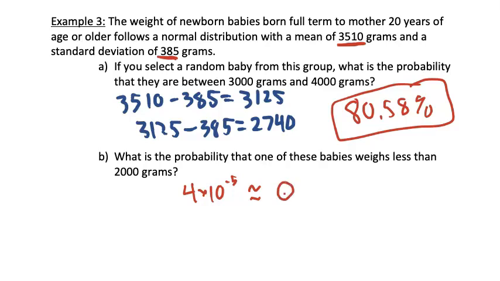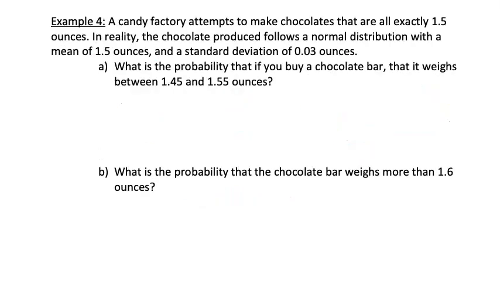So if this is the real normal distribution, the probability that the baby is going to weigh less than 2,000 grams is extremely unlikely. Now, again, of course, in real life, sometimes it will deviate from that. There's going to be one person out of millions that has a baby that weighs that small. But in general, if it's perfectly following the normal distribution, your probability of less than 2,000 is going to be very small. Let's just do one more example to close this out.